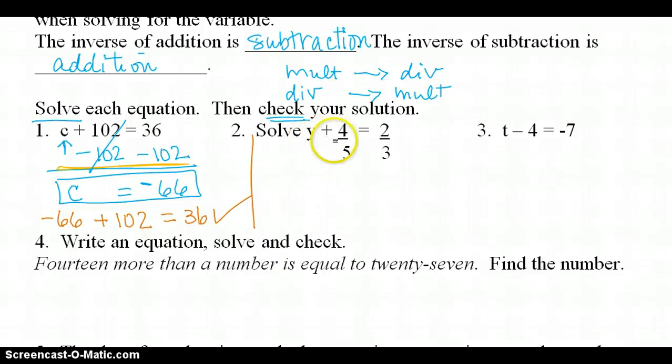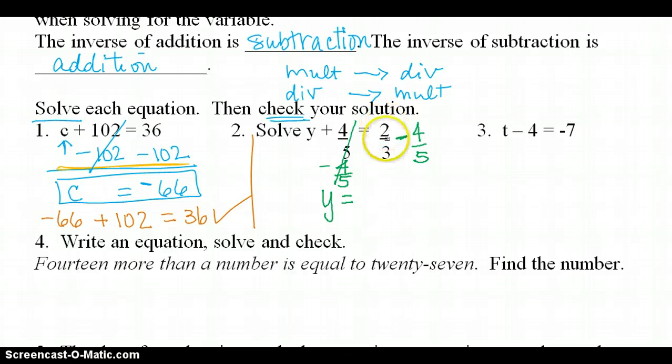We have y plus 4/5. So if we're adding 4/5, we're going to need to subtract 4/5, and we'll do that to both sides. I'm going to write over here negative 4/5, or subtract 4/5, to the side. Those cancel, so now I have y equals.